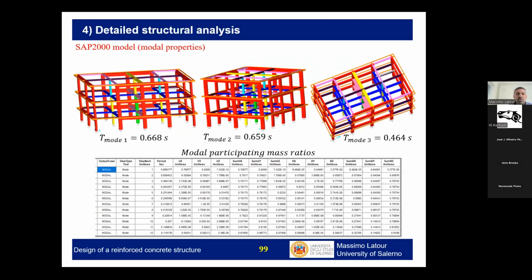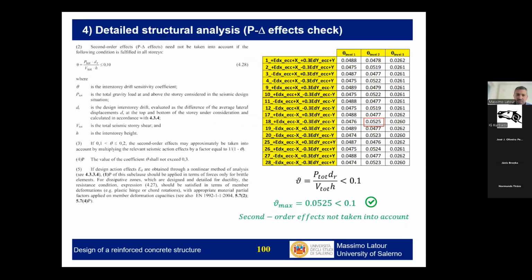These are the 3 modes for the building. So in the X, Y, and torsional mode, if the building is regular, we have to expect the modal participating mass mostly in the first 3 modes. This is what is happening for this building, which is regular in plan and elevation. And this is just for your reference, a check of the P delta effects, so for the second order effects, but as it was highlighted by José, this normally will not be very critical for concrete. So as you see, it's quite far because 0.05 versus 0.1. So normally second order effects checks are not very important.